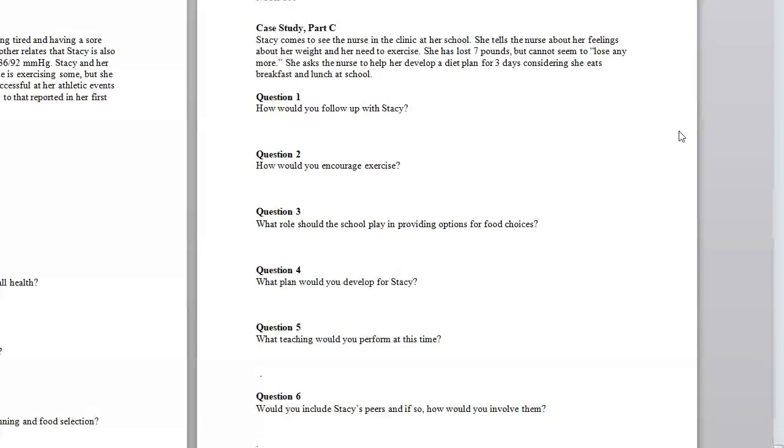All right, question 3. What role should the school play in providing options for food choices? The schools are now trying to do a lot better with the foods that they give the kids, and they're really providing more healthy lunch programs, and they could also provide some healthy meals after school, in those after-school programs.